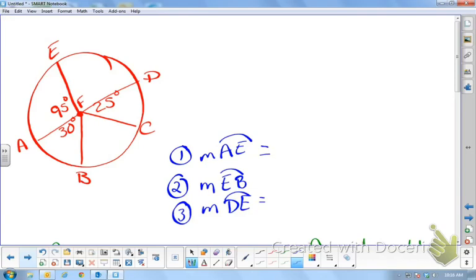So there's a lot going on in this circle. This is actually a D up here. It's like the letter D.